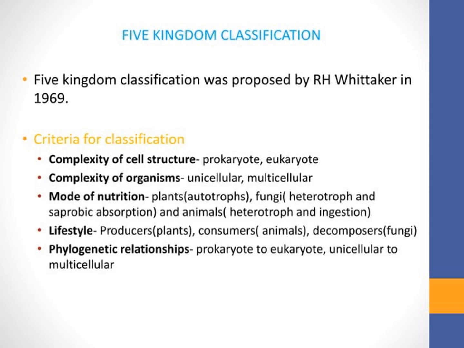So number one is the complexity of cell structure, that is, whether the cell is a prokaryotic or a eukaryotic cell. Secondly, it is the complexity of organisms, like unicellular or multicellular organisms. Then the mode of nutrition, like autotrophs or heterotrophs, or saprobic, absorption or ingestion. And the lifestyles also.